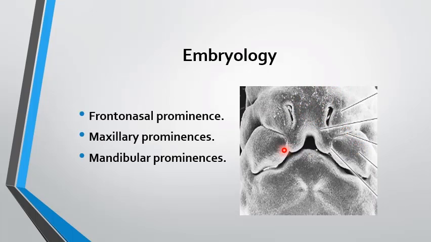The maxillary prominences form the lateral parts of the upper lip, when they fuse with the part of the frontonasal prominence called the median nasal process. This part, called the median nasal process, is a part of the frontonasal prominence. It forms the central part of the upper lip. It unites with the maxillary prominence from both sides to form the lateral parts of the upper lip. The mandibular prominences form the lower lip and the mandible.